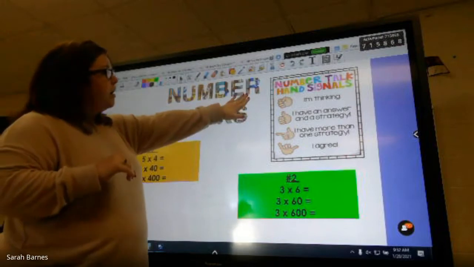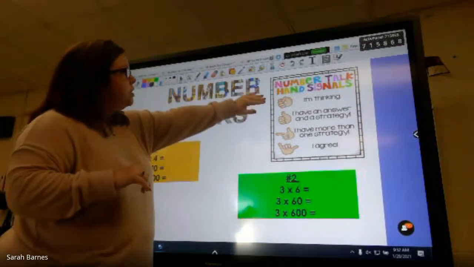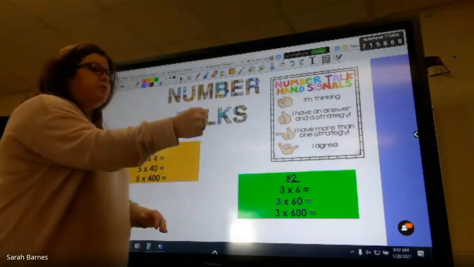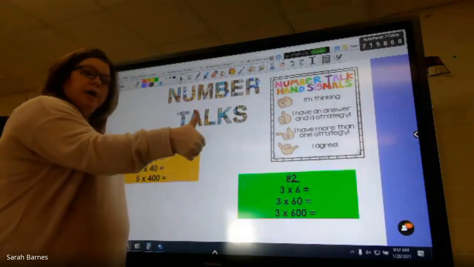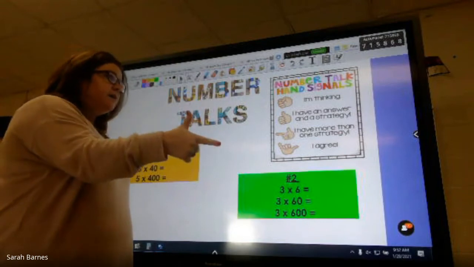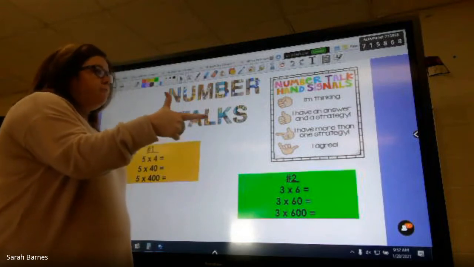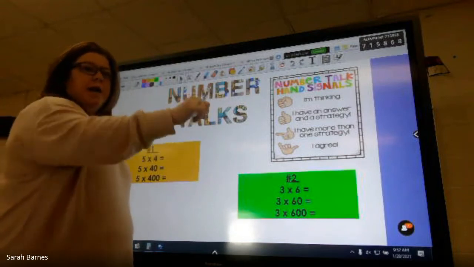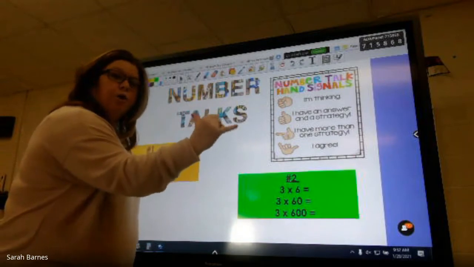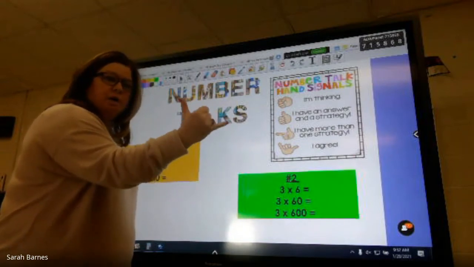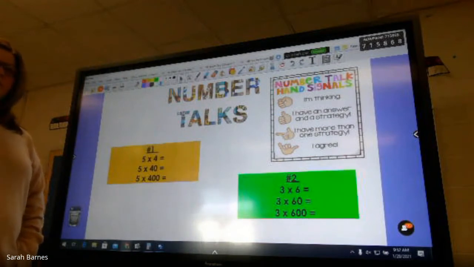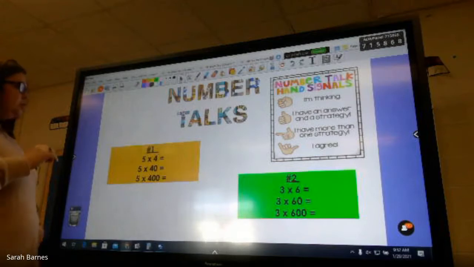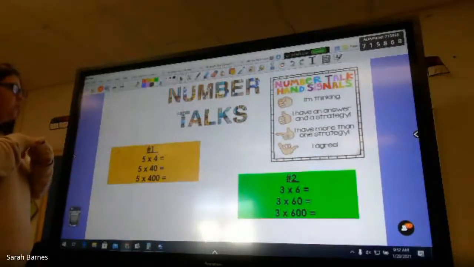Okay, so we're going to start with number talks. And here are our hand signals that we're going to use. This means you're thinking. This means you have an answer and a strategy to use. This means that you have more than one strategy, and your hang loose means you agree with the strategy that's been talked about. Okay? Everybody's got it. Thumbs up if you understand. Perfect.